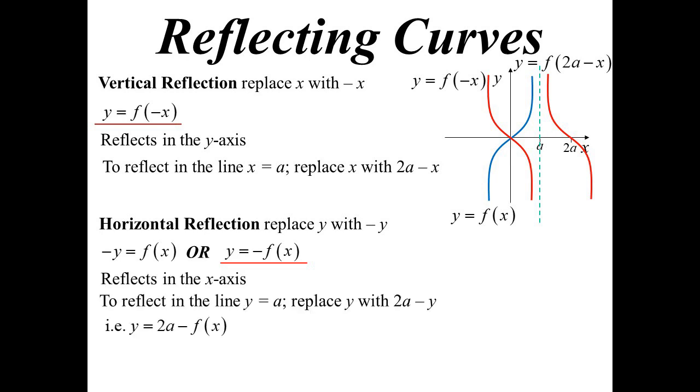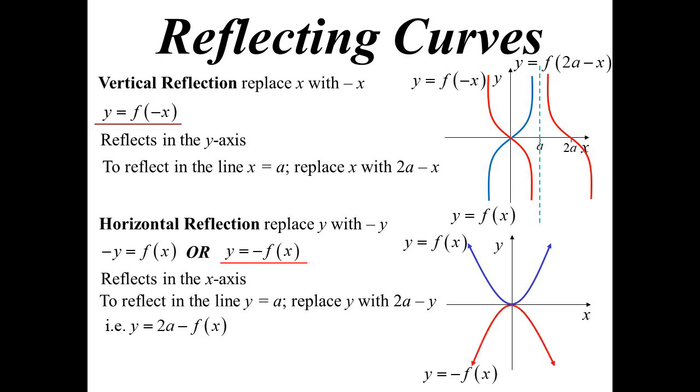But again, if you wanted to reflect in a different line, this time you replace the y with 2a minus y. Well, that will end up being then y equals 2a minus function x. So there's y equals function x. That would be y equals minus function x. Shift it up 2a. Now have a look at the final curve and the original curve. Again, they're reflections in x equals a.